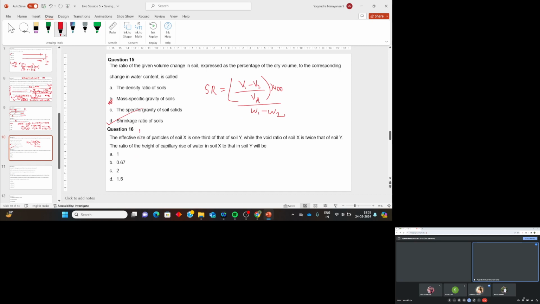So moving to the next question. The effective size D10, please note that if there is a term called effective size, it will be D10, of the soil X is 1/3 of soil Y, and void ratio e of soil X is twice that of soil Y. The ratio of the height of capillary rise hc of water in soil X to that of soil Y will be.